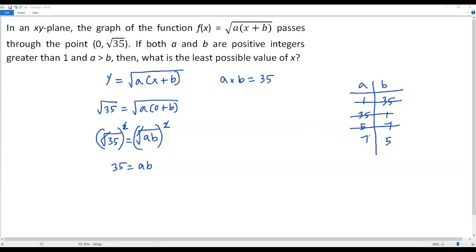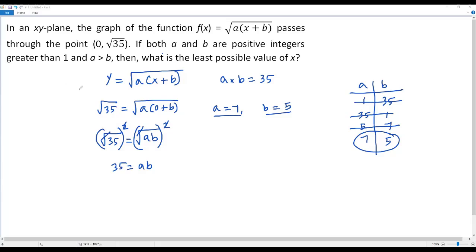Let's consider the fourth pair. Here both of them are positive integers greater than 1, and also the value of a, that is 7, is greater than the value of b, that is 5. So this particular pair meets both the conditions. Now I got the values of a and b, that is a equals 7 and b equals 5, where the product of 7 and 5 equals 35. And the values of a and b meet the conditions given in the question.